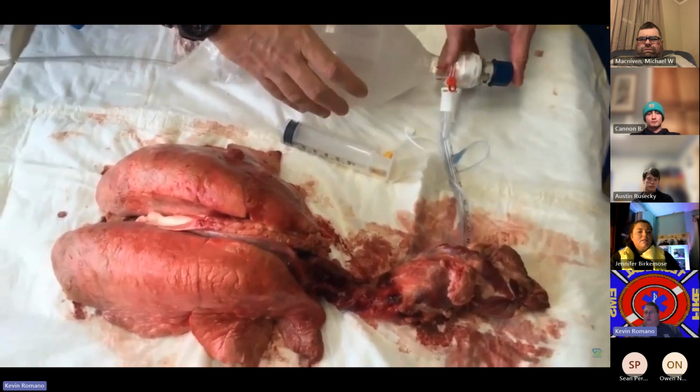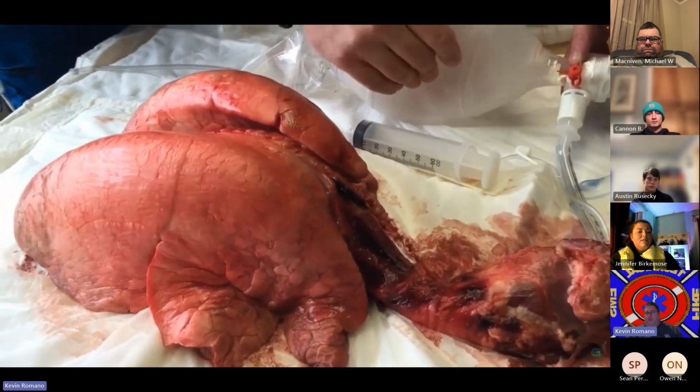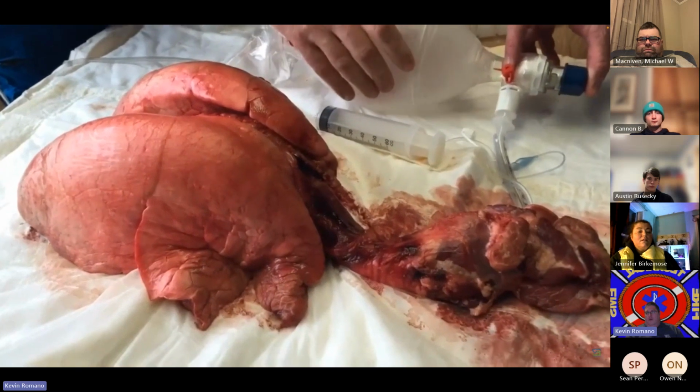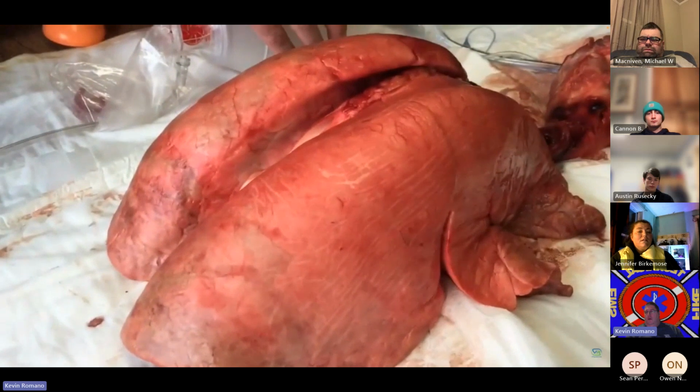Okay, PEEP applied. Keep an eye on the lungs. Now you can absolutely see the alveoli being recruited by the hundreds of thousands, which is why the lungs are staying inflated longer.